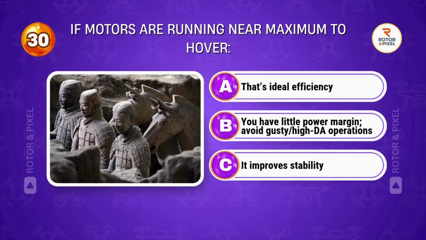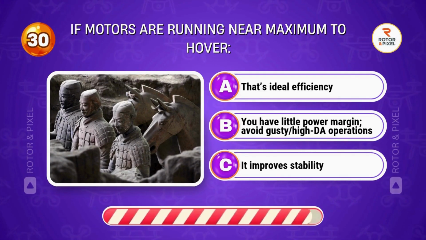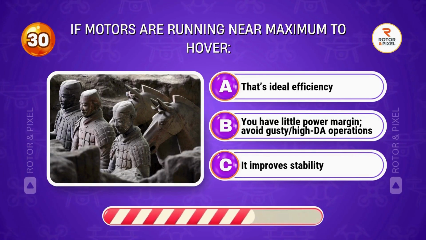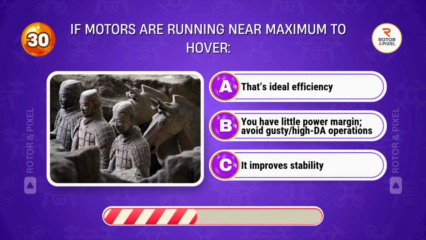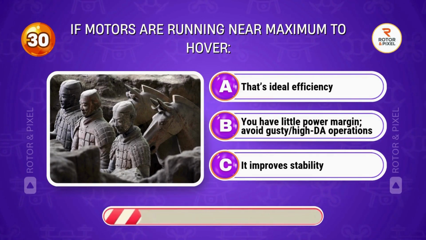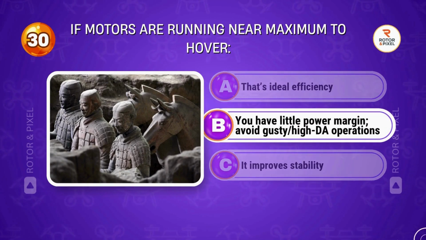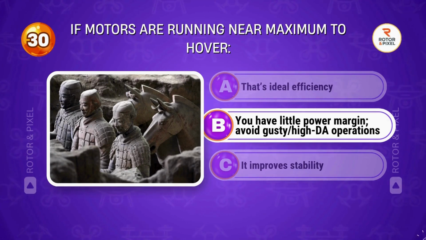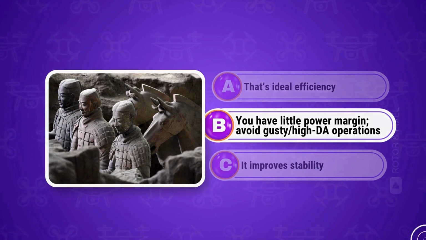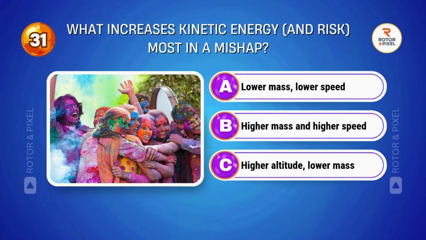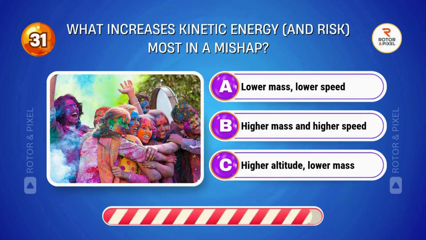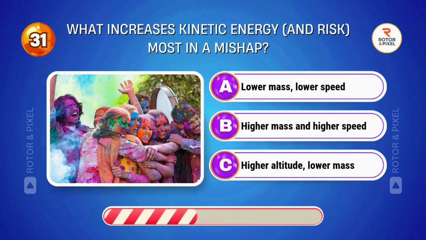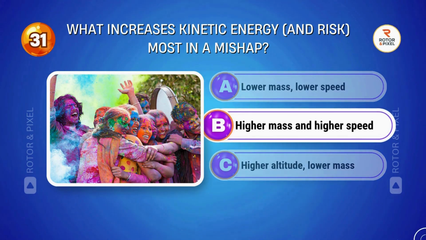If motors are running near maximum to hover... Answer B. You have little power margin. Avoid gusty, high density altitude operations. What increases kinetic energy and risk most in a mishap? Answer B. Higher mass and higher speed.